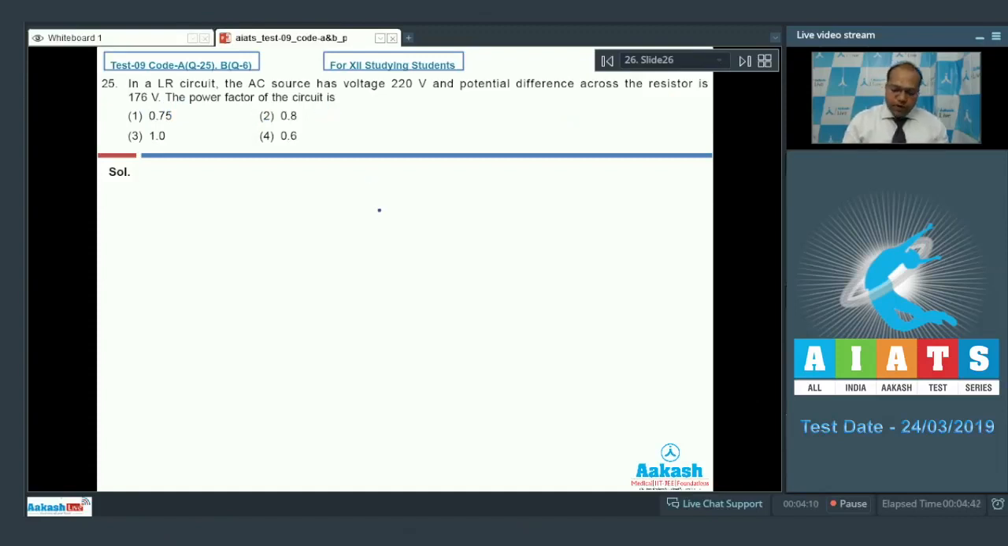We know that the power factor cos phi is given by R by Z. Since the current is the same in R and L, this can also be written as the potential difference across the resistor divided by V net. So this is equal to 176 divided by 220. If I solve this, it comes out to be 0.8. So option 2 is the correct answer. Let's move to question number 26.